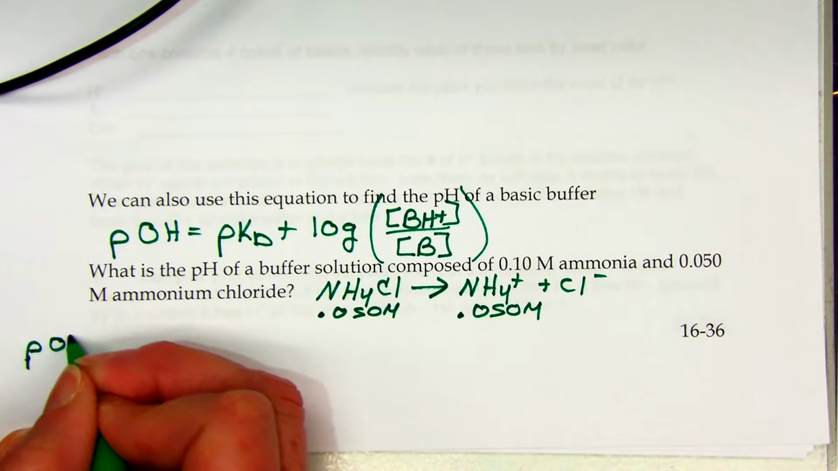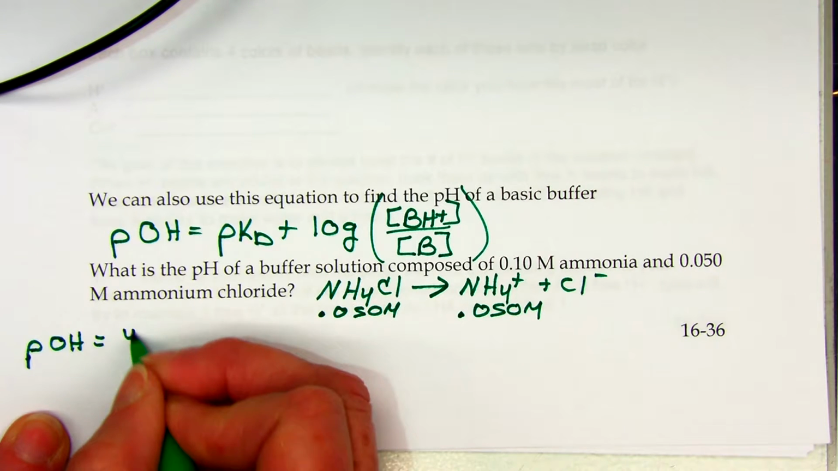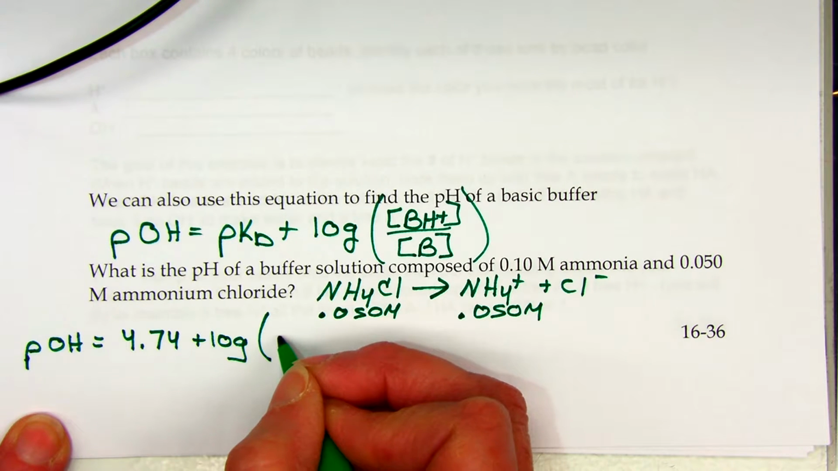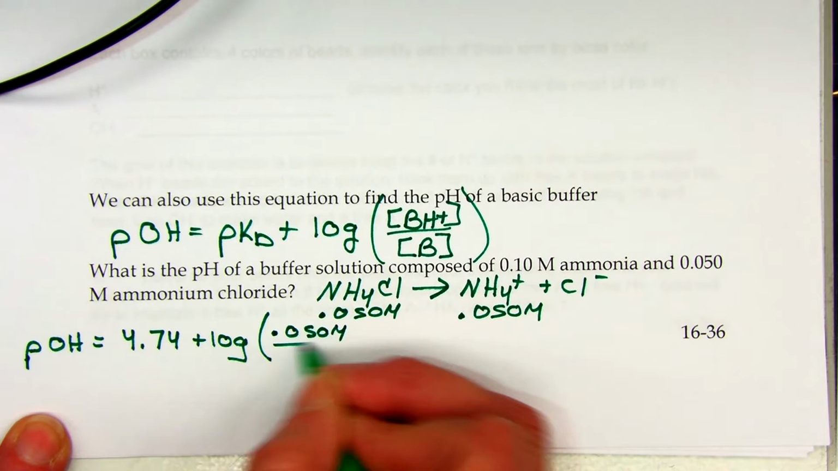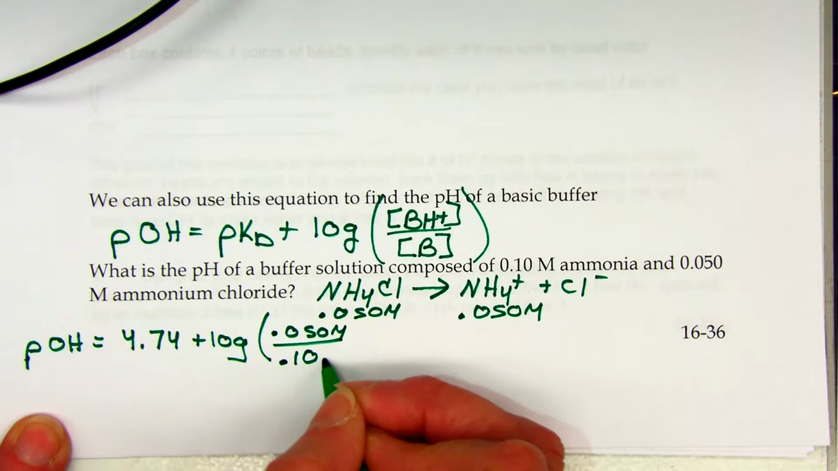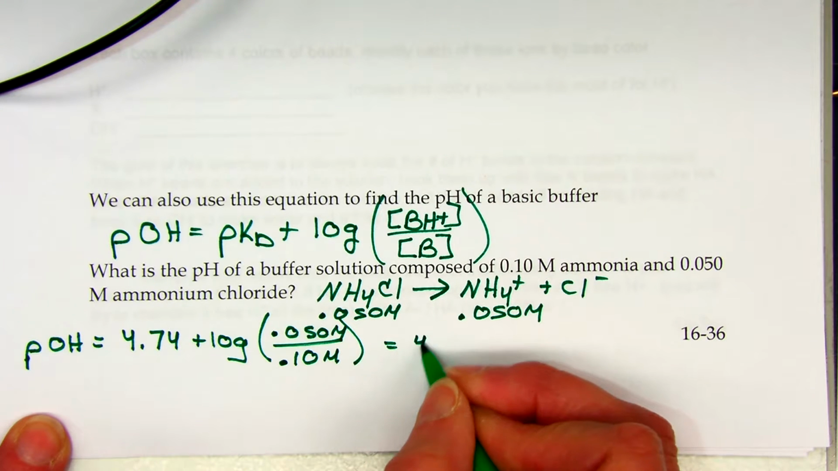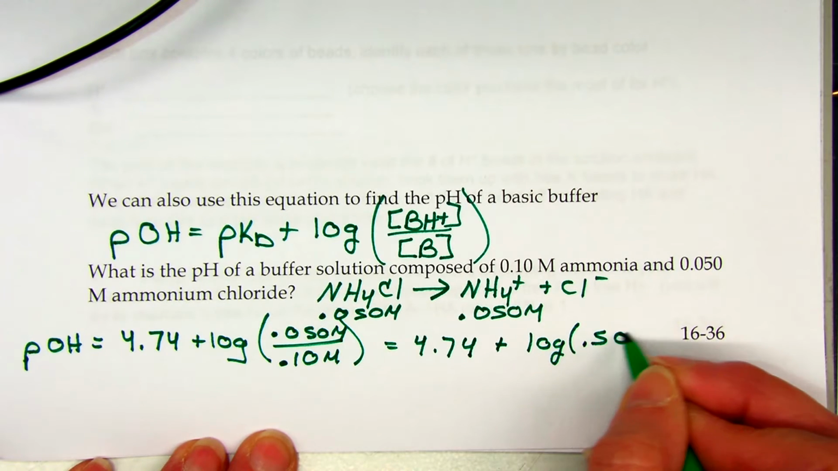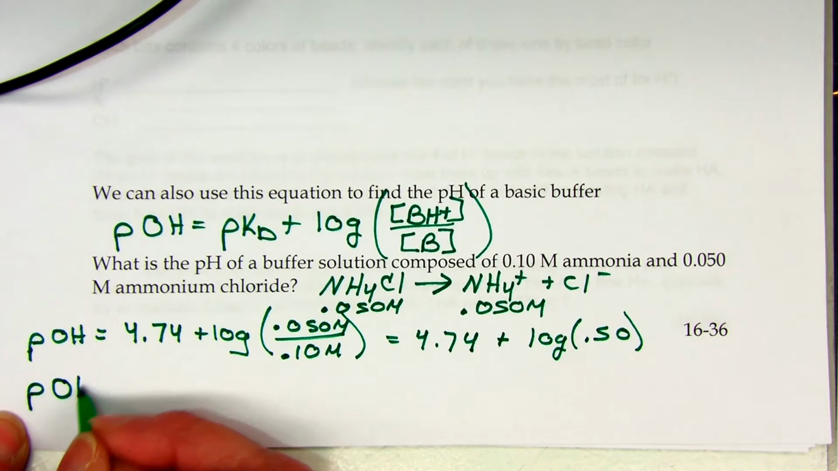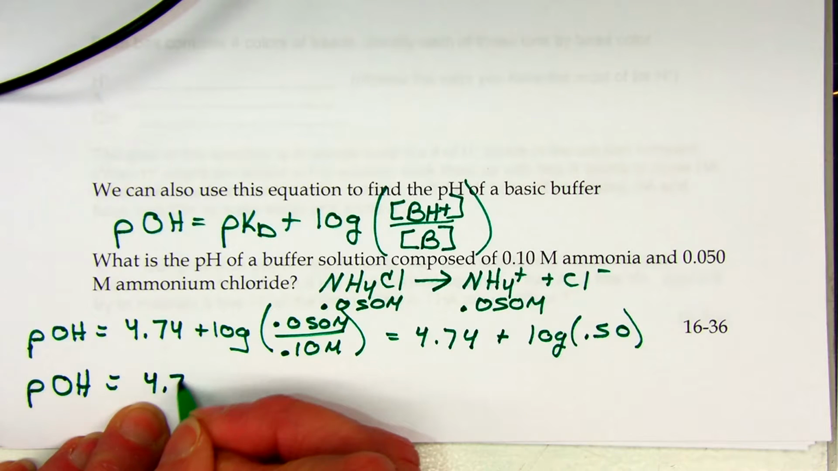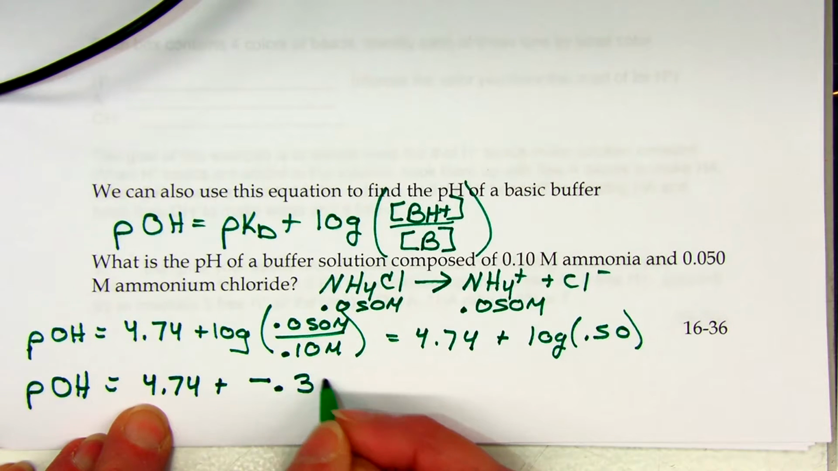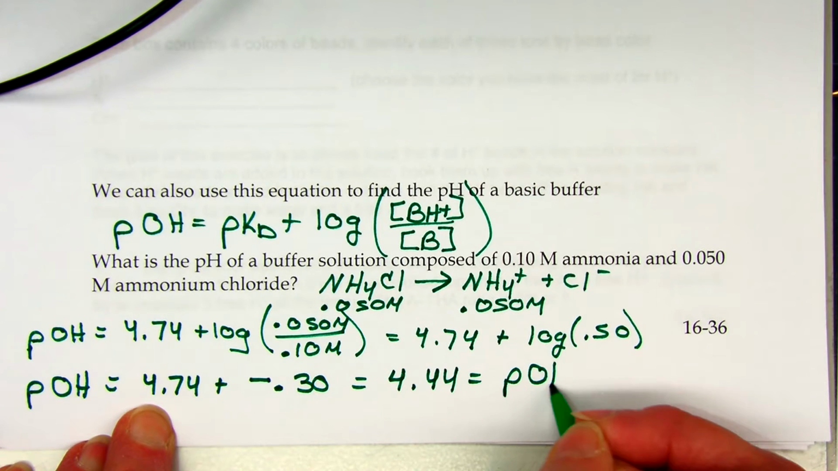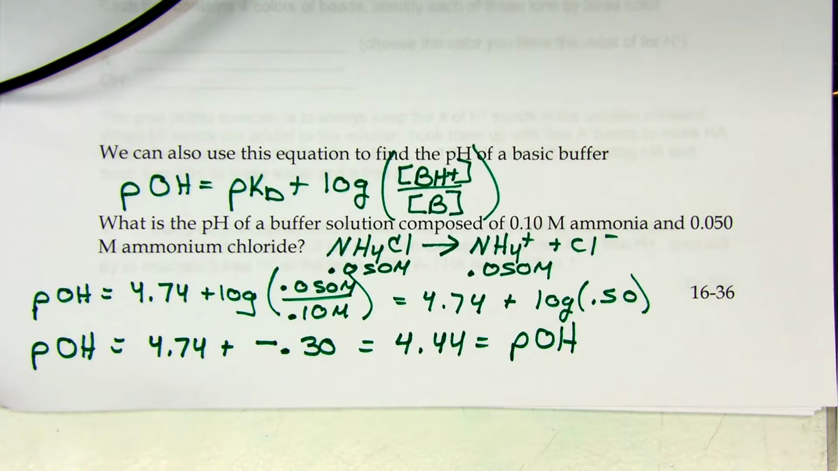So my pOH is equal to my pKb for ammonia, 4.74, plus the log of my ammonium, 0.050 molar, divided by my ammonia concentration, 0.10 molar. So that's equal to 4.74 plus the log of 0.50. So the pOH is 4.74 plus a negative 0.30, which is equal to 4.44. That's my pOH.